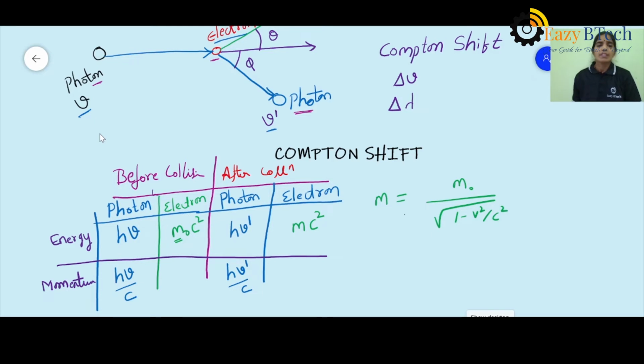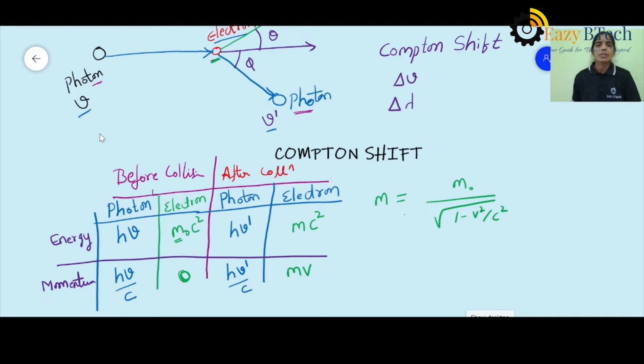Similarly, if we look at the momentum of the electron, if you look at the figure, the electron was in rest position before the collision situation. So I'm having its momentum to be 0. But after collision, it has recoiled with an angle of theta, so it is having momentum as mp.